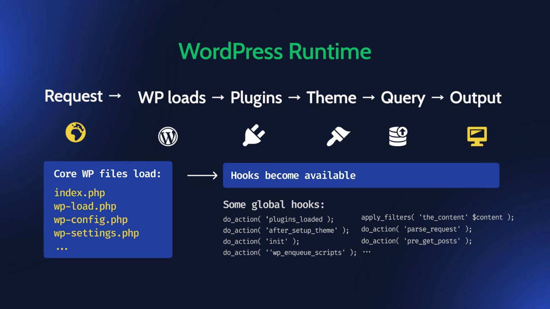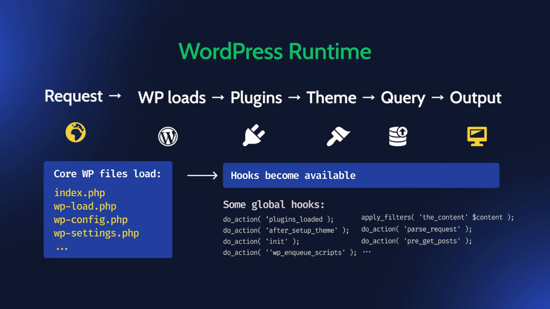Here are some global hooks that every WordPress site has. For example, plugins_loaded. As the name suggests, at this point the plugins are loaded and the plugin logic is bootstrapped. Then we have after_setup_theme to register all the theme features after it's loaded. The init hook fires after WordPress is fully loaded, and at this point all the post types and taxonomies are registered. Then there is a filter hook for the content, to modify the content, inject dynamic blocks, and so on.